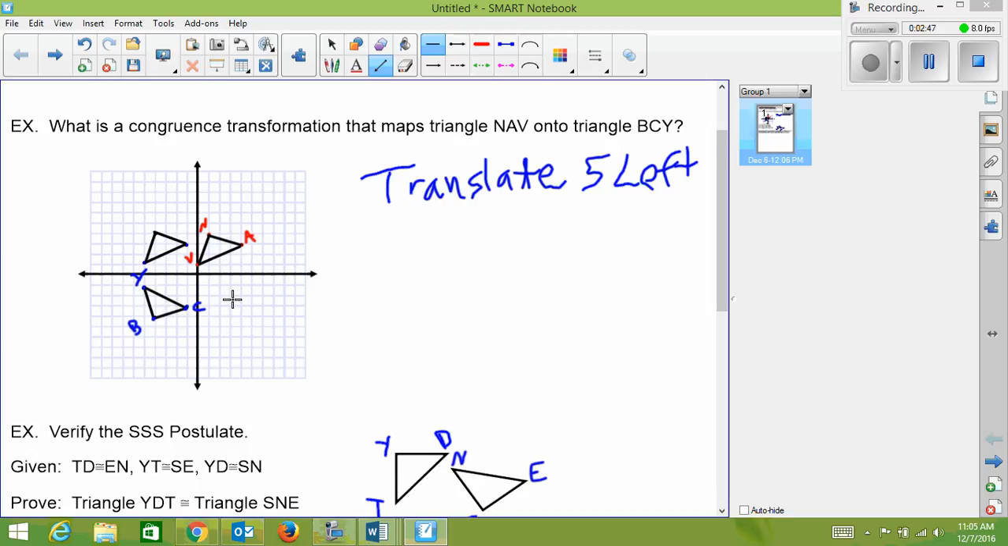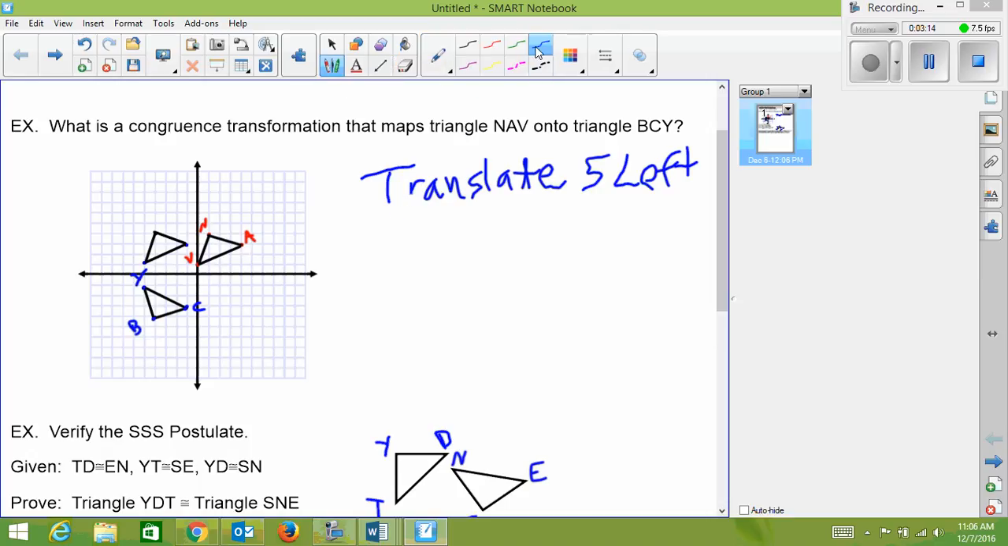It appears to me to be a reflection across this axis, just from glancing at it, but you'd want to check it out. V and Y have to be across from each other based on this statement. They're both 1 away, so that would be a reflection. Here these are both 4 away, and these are both 3 away. So there you go.